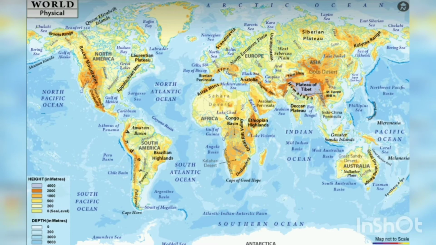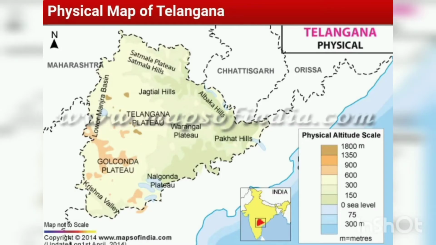Now here is one more physical map, of Telangana, that they have provided. And here also you can see the Deccan, Golconda plateau area, in a little darker color, that is the height of the land. On the right side you have the physical altitude scale they have given, above sea level and also below sea level. Below sea level is the blue color, and above sea level are the different other colors. You cannot use all the colors here.